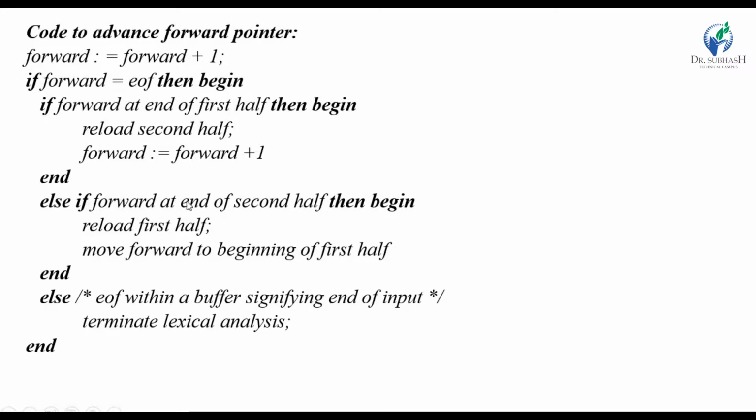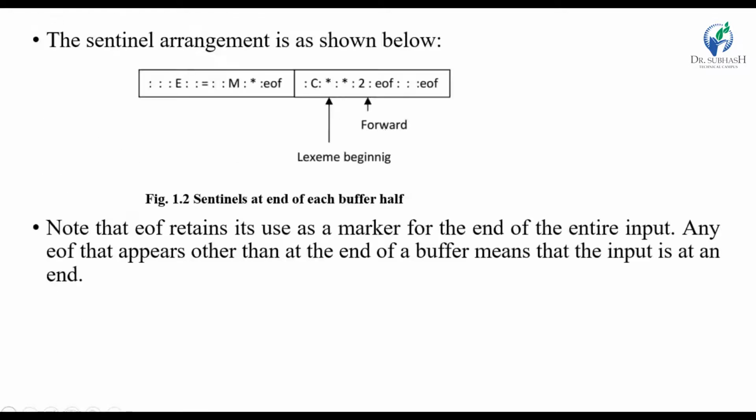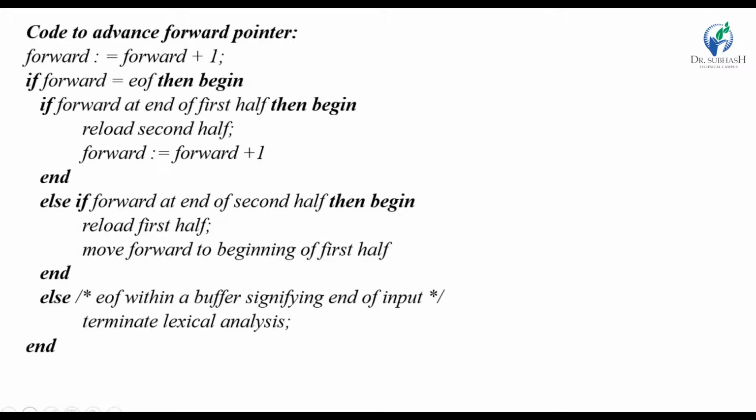and forward equals forward plus 1. Else if forward is at the end of the second half, then reload the first half, and the forward pointer moves to the beginning of the first half. If your forward pointer is at this place, then you have to reload the first half and your forward pointer is moved to this place. It means the beginning of the first half. So these input buffering techniques are used to speed up the lexical analysis.